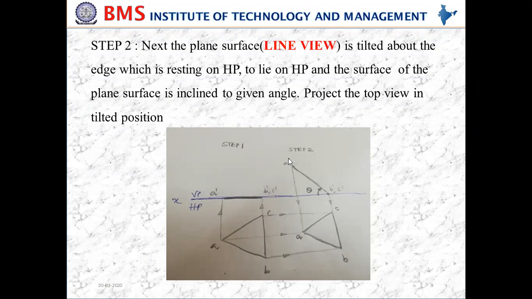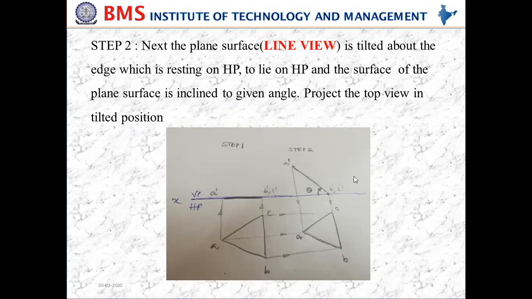Once you tilt this line view, the top view is obtained by drawing vertical projection lines. These are called vertical projection lines of point A. From A dash you draw vertically downward, and then from A in the previous top view, draw one horizontal projection. Both will intersect at this point, and that is represented as A in the second set of views.